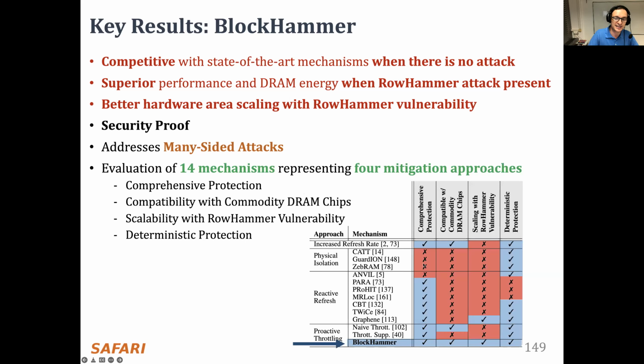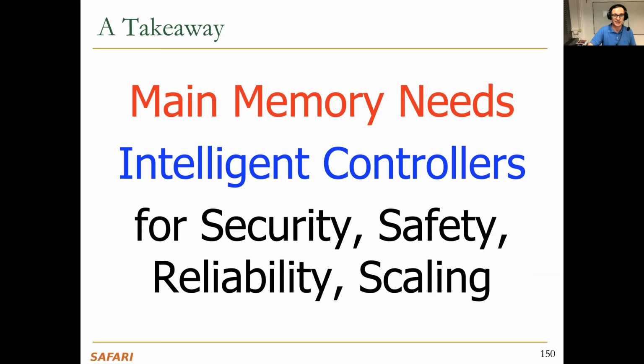I'm not going to go through the details of it, but the paper has a very rigorous analysis of all of these mechanisms over here. And I'd be happy to talk about it if there are questions related to it. But if you're interested, you can study. This is, to my knowledge, the most comprehensive paper that covers many different mechanisms and identifies the upsides and downsides of different approaches that are published in literature or employed by the manufacturers. But the key takeaway is main memory needs intelligent controllers for security, safety, reliability, and scaling, as I mentioned earlier as well.